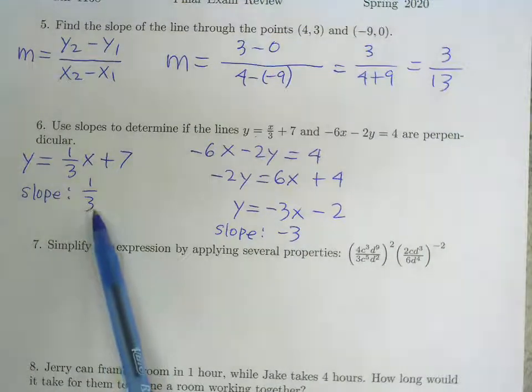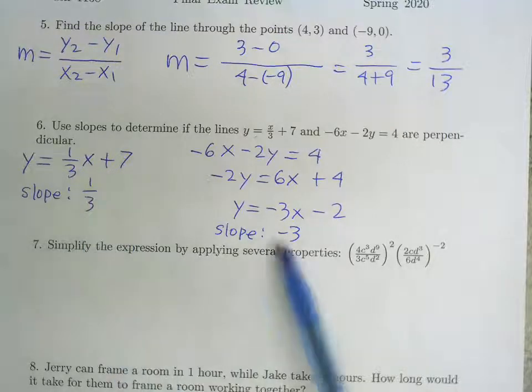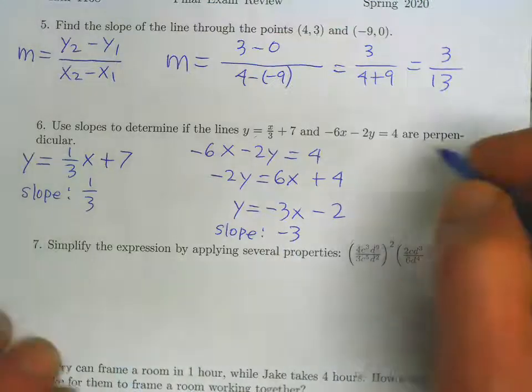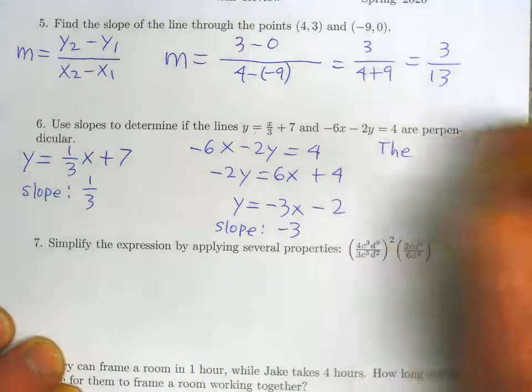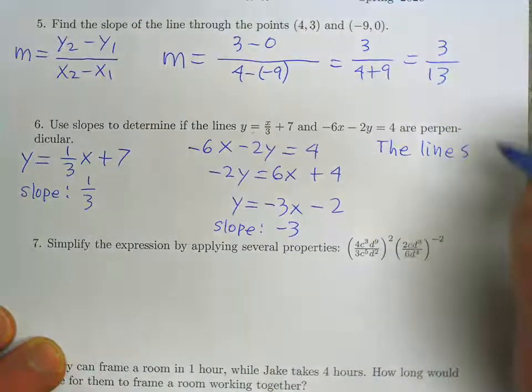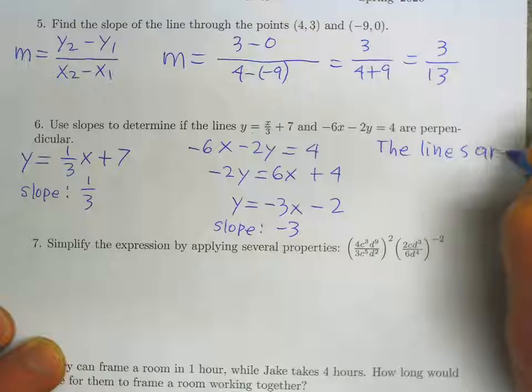And the slopes are negative reciprocals, so that means the lines are perpendicular. The negative reciprocal of 1/3 is negative 3/1, or just negative 3, and vice versa. So the lines are perpendicular, which means when they intersect, they form right angles.